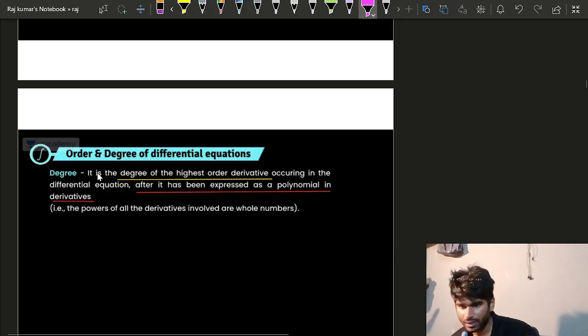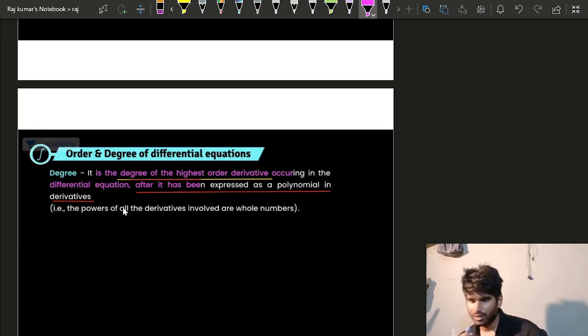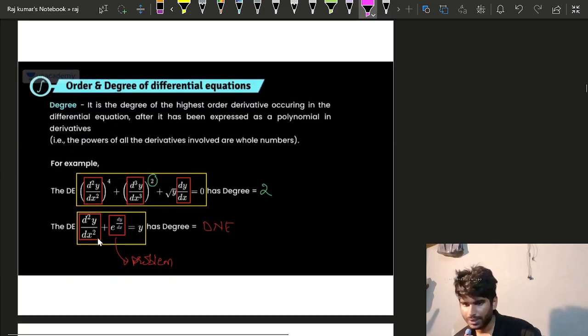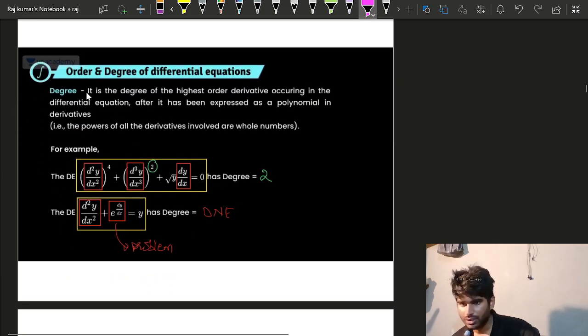What I'm saying is, the degree is that of the highest order derivative occurring in the differential equation after it has been expressed as a polynomial in derivatives. So the example here, and then I hope you understood. So the degree, it is the same definition they wrote here also. For example, d2y to the power 4. So here, if we discuss the order, here 2. But how much is its power? 4, right? So I hope you understood.